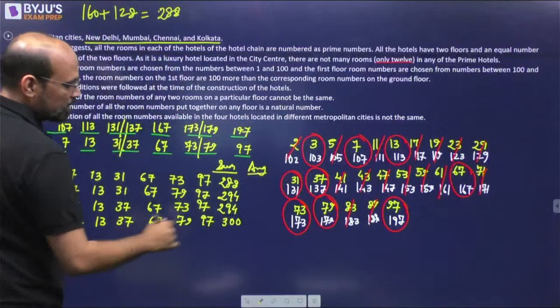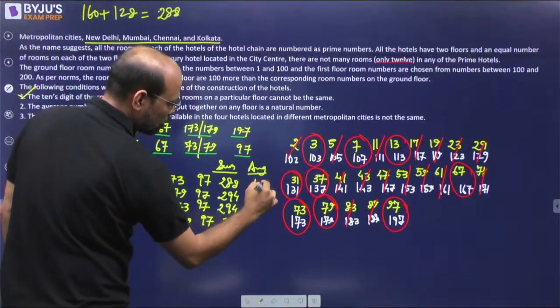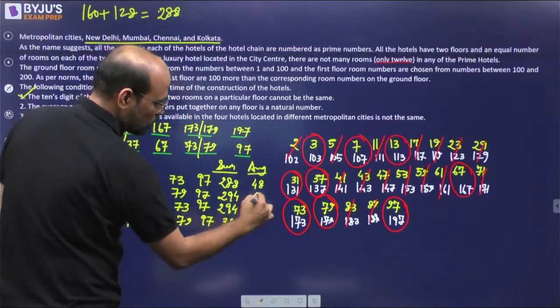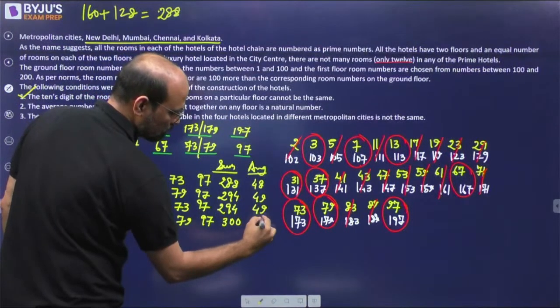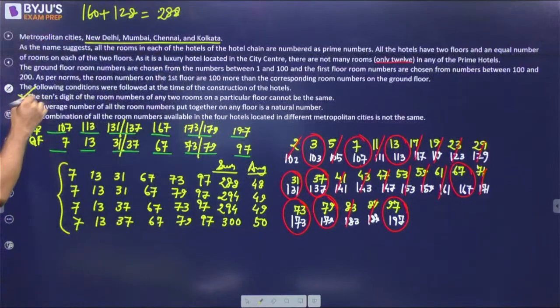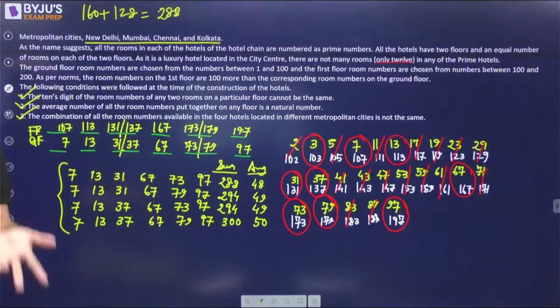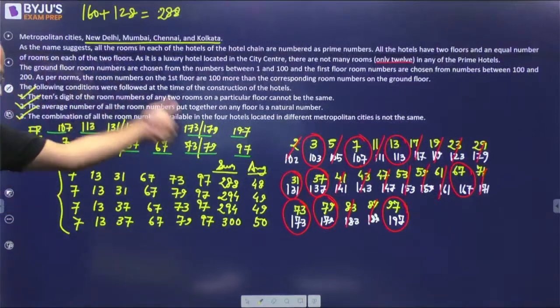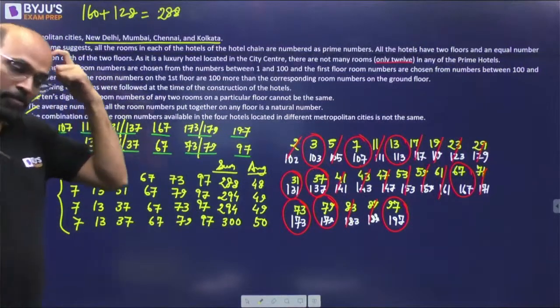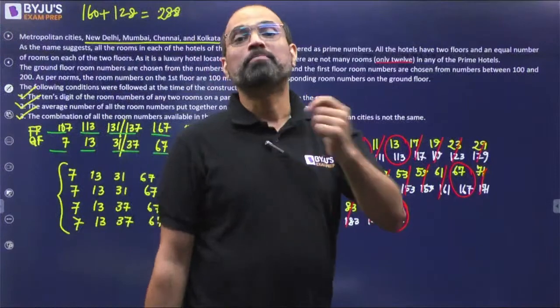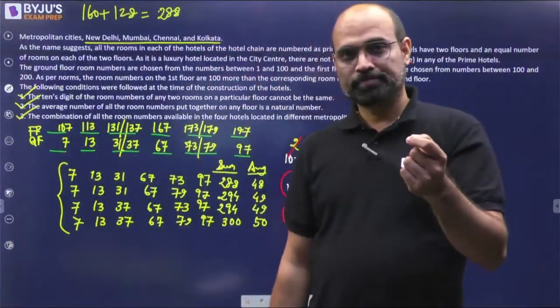So 288 by 6 is going to be 48. This one is going to be one more, 49. This one is 49 and this one will be 50. These are the averages, so all the 3 points we have taken. The combination for each hotel is a different one. The average is a natural number, and ground floor and first floor are both prime numbers, such that the first floor room numbers are 100 more than the room numbers of the ground floor.